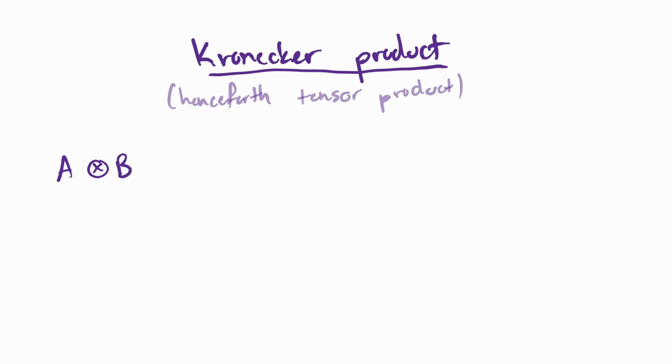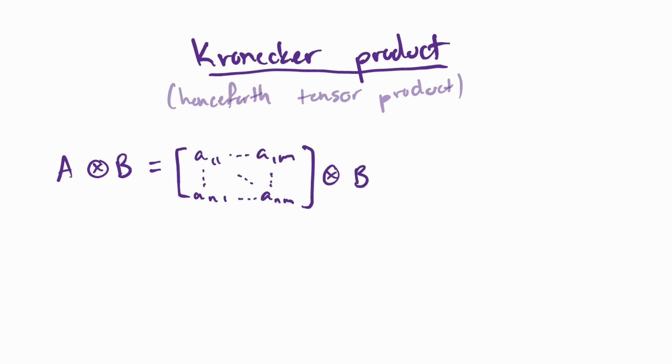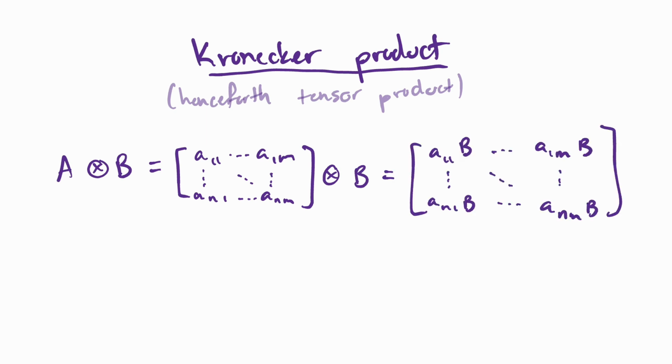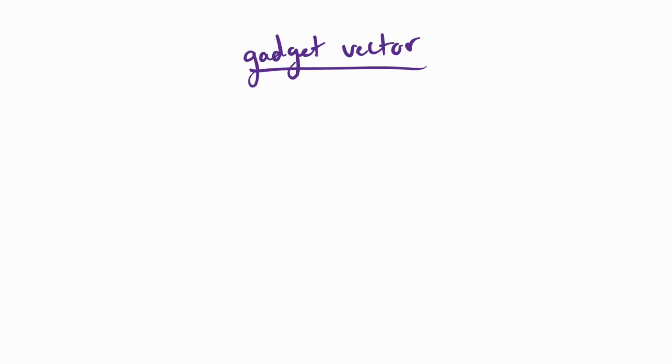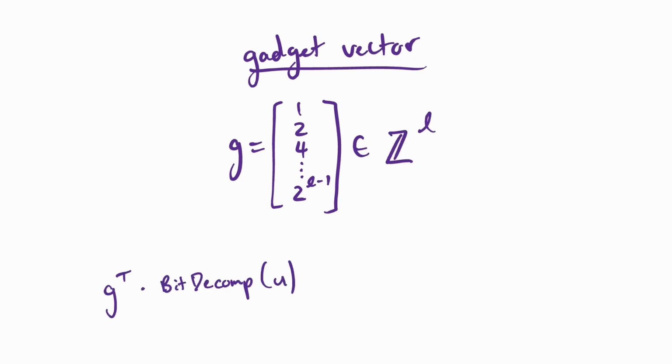Suppose you have two matrices, A tensor B. For every entry of A, you take that entry and replace it with B scaled by that entry. So in a way, this multiplies the dimensions of A and B together. It preserves the information of both A and B in one product. Let's define the Gadget vector. The Gadget vector is a powers of 2 column vector. It has a key property: if we take the vector product with a binary decomposition of some integer, the output will just be the original integer that we put in, u.